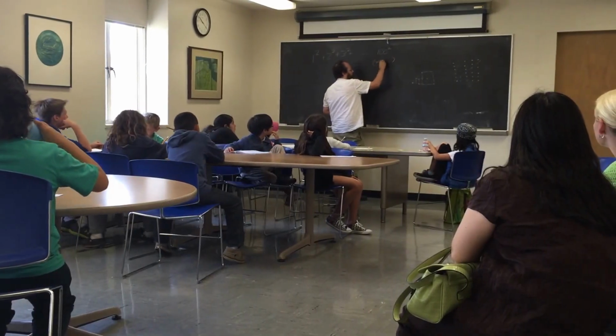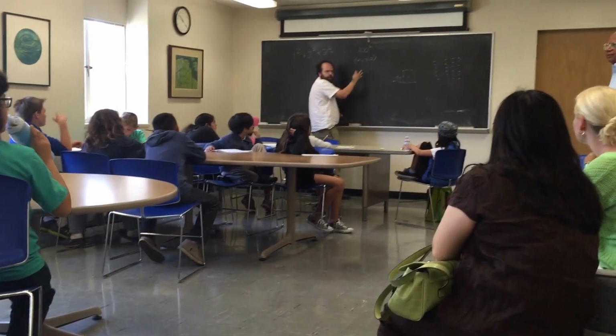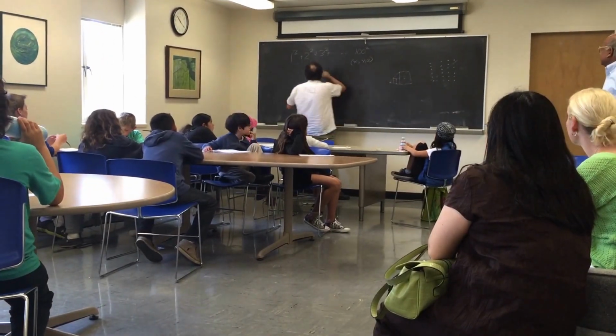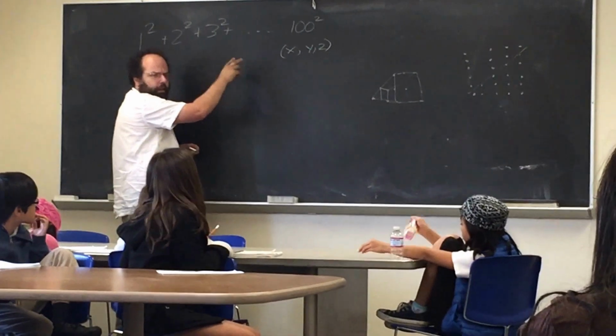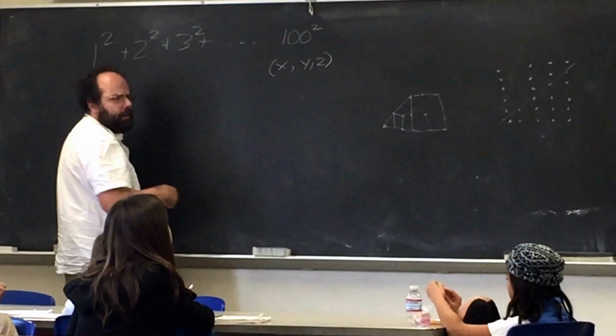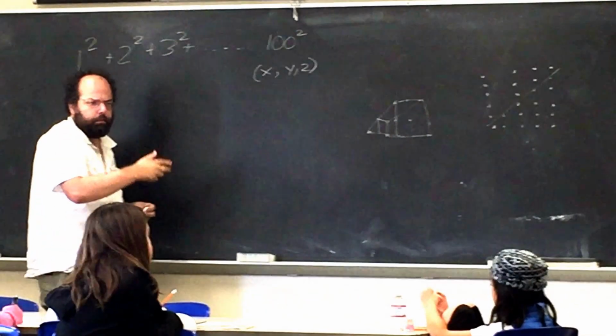A point in 3 dimensions: X, Y, Z. X squared and like X, Y, Z. Okay, so I want to understand this sum of squares, and I just want to arrange this sum of squares as the number of points that I'm going to list.